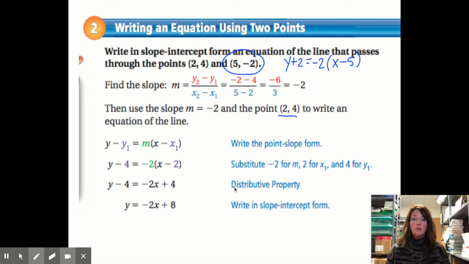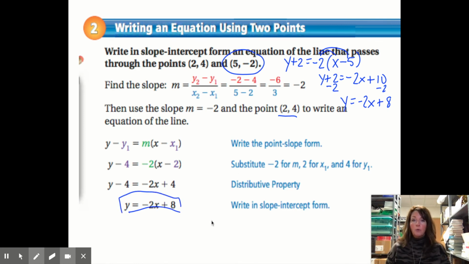So what you're going to do then is just use the distributive property, okay? So we'll have y plus 2 is equal to a -2x plus 10, because I took the -2 and I multiplied it to each term inside. Then I will simplify and solve for y. So I get y is equal to -2x plus 8. And as you can see, using the other point, that's what we get as well. So remember these 2 points, this one right here and this one, fall on the same line, and there's only one linear equation for that line.